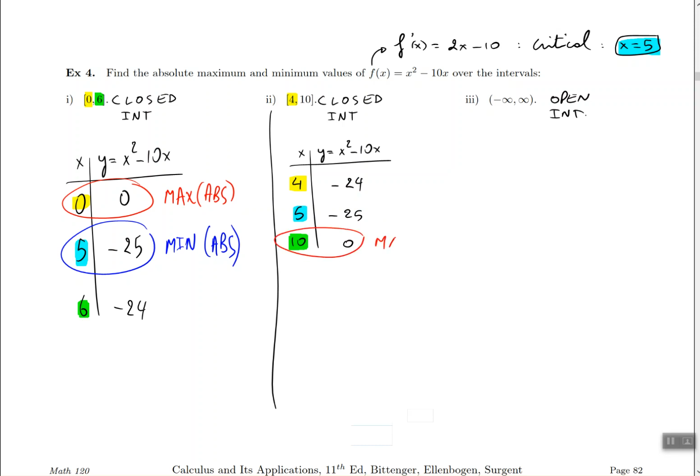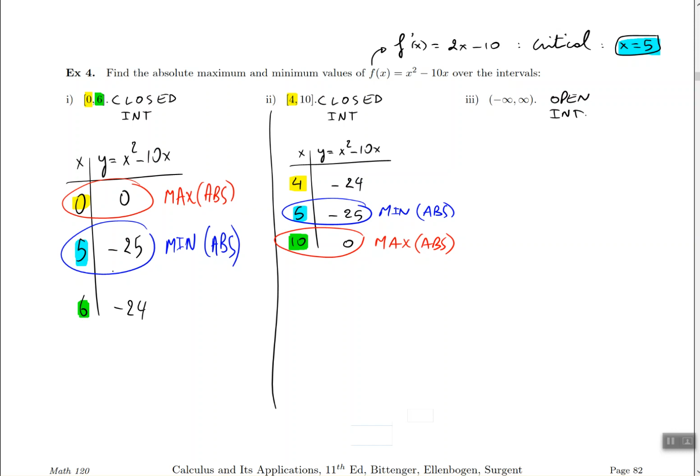So that's going to be the maximum, and it's going to be the absolute maximum so far. And the minimum is going to be the one with the 5 and negative 25. This is going to be the minimum, and as a matter of fact, this is going to be the absolute minimum. So let's pause here for a second and think about what just happened.